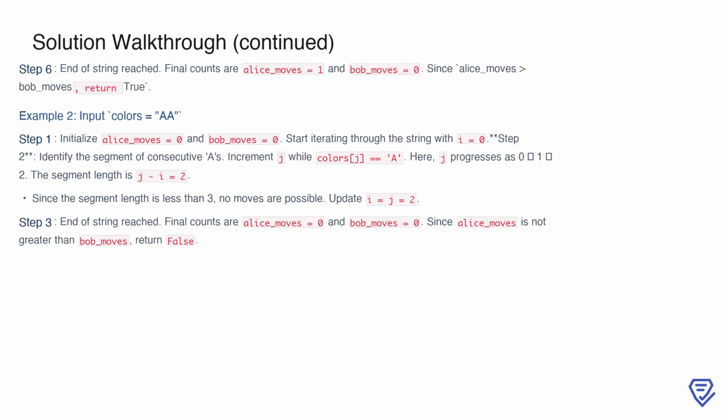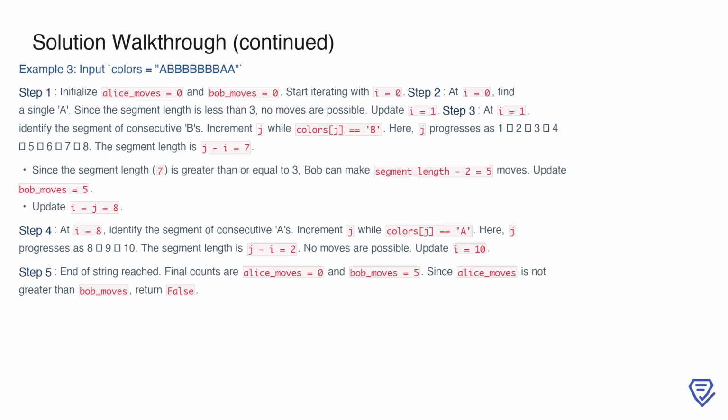Now, let's consider another example with the input colors equals AA. Again, we initialize Alice_moves and Bob_moves to 0 and begin iterating at index I equals 0. We find a segment of consecutive A's as j increments from 0 to 2, resulting in a segment length of 2. Since this segment length is less than 3, no moves can be made, and we update I to 2. Since we've now reached the end of the string, the final counts are Alice_moves equals 0 and Bob_moves equals 0. In this case, since Alice does not have more moves than Bob, the function returns false.